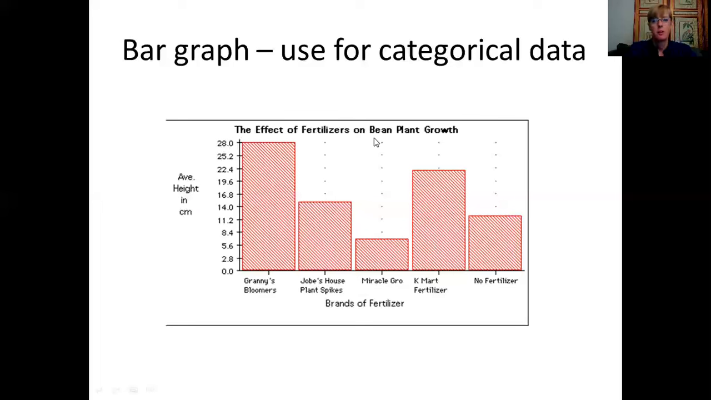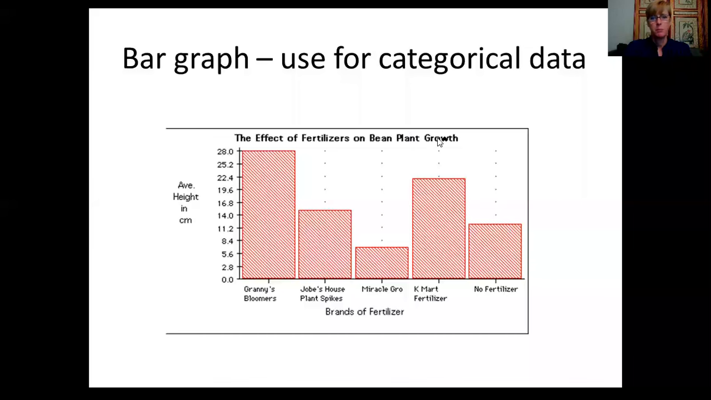Look at the title of the graph. From the title of the graph, you can identify the IV and the DV, right? Because the independent variable is the thing that affects the dependent variable. And the dependent variable is measured later. So the effect of fertilizer on bean plant growth. So the effect that fertilizers have on growth. So I'm measuring growth. The fertilizer is going to come first. I'm going to measure growth later. And depending on which fertilizer you get, it should affect how tall you grow.